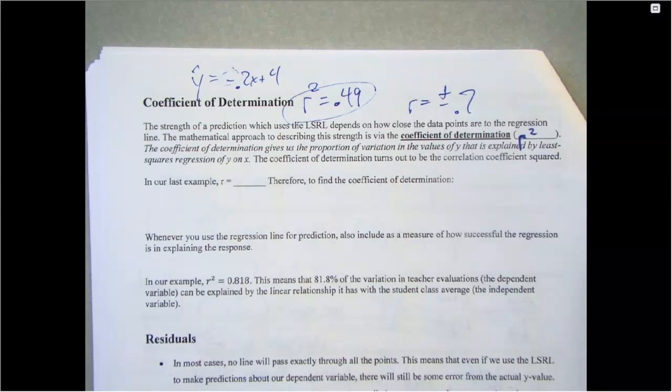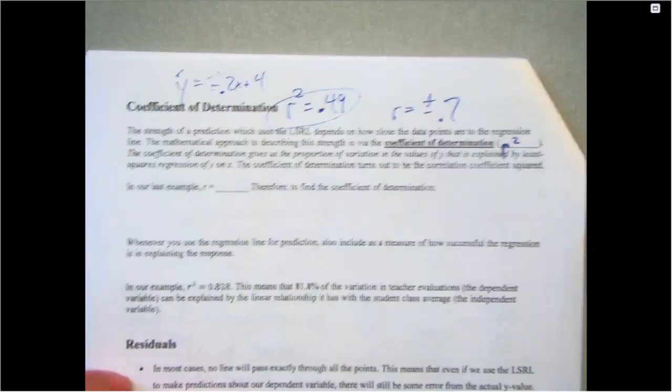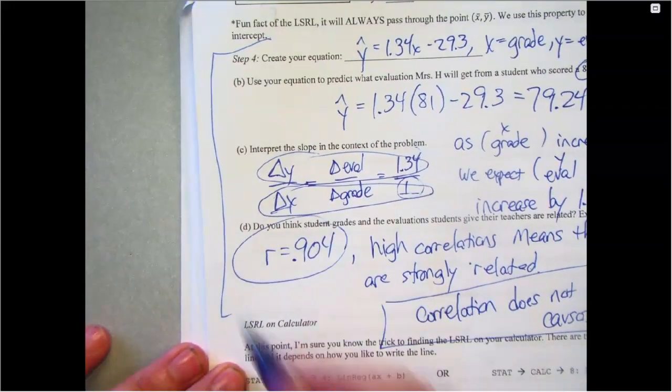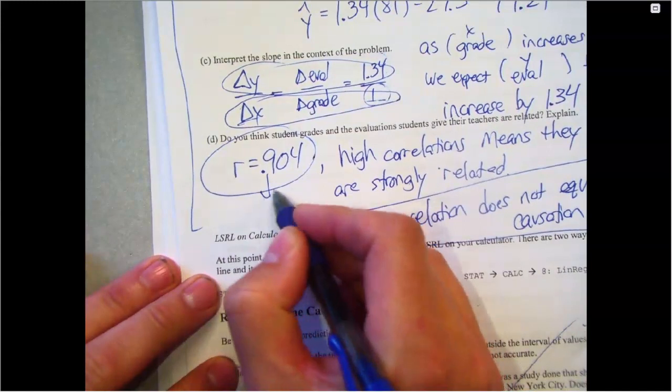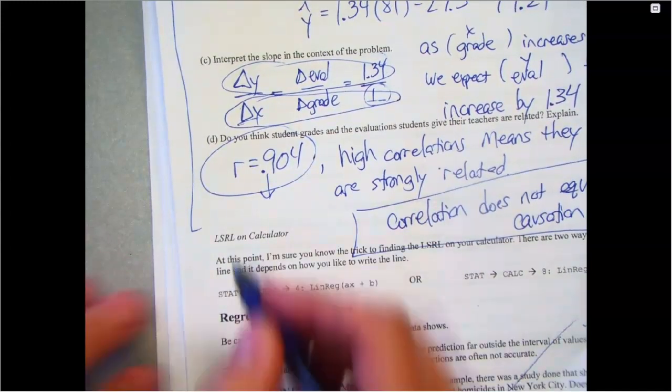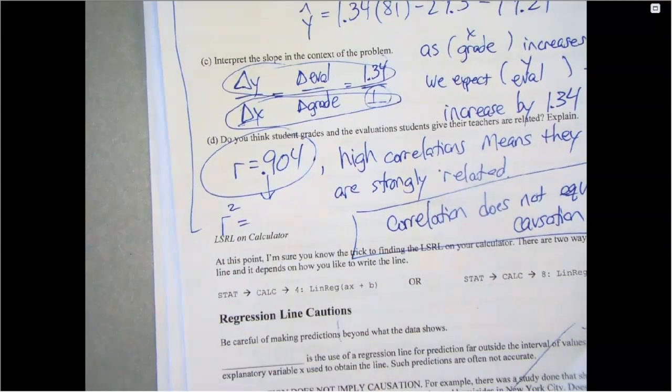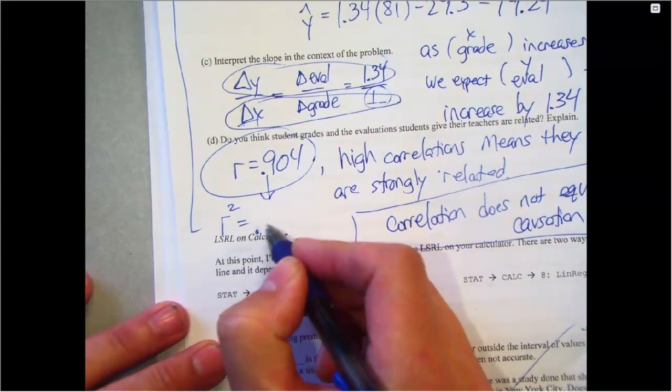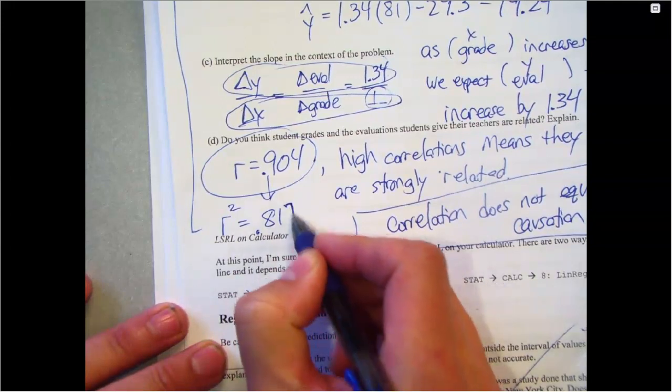Okay. So R squared, we're not going to get into it too much. You basically can memorize the definition, but I'm going to try to explain it. So our last example here, our R was 0.904. So let me go back to the last one and let's find R squared. 0.904 squared is 0.817.